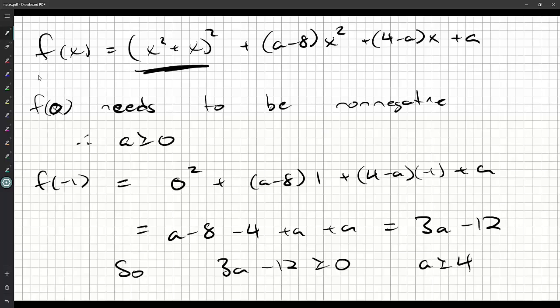So is it enough just to have a greater than or equal to 4 again? I can't think of any other obvious values to plug in. Maybe 1. Let's try f at 1.